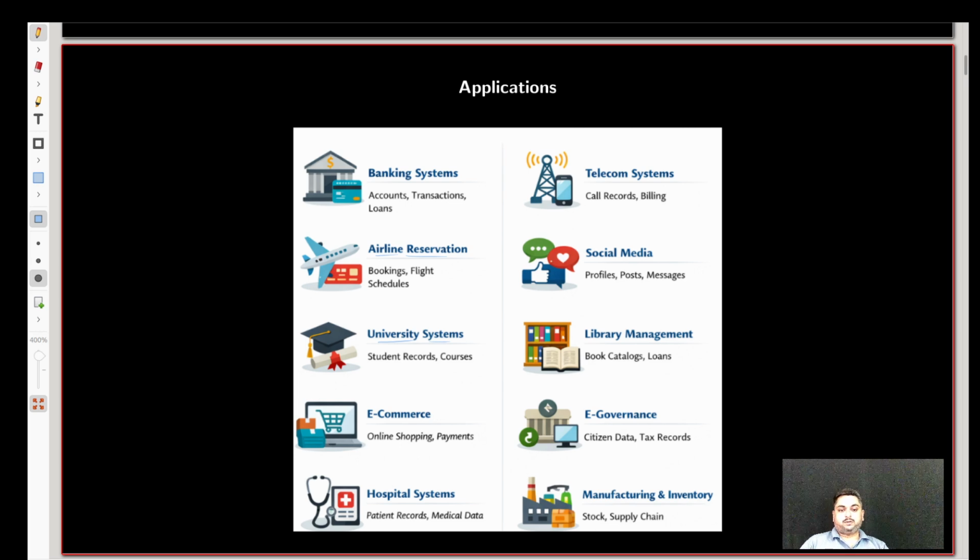Then it comes to e-commerce. So, every day you use e-commerce applications. On the backend, all the data is stored in a particular structured manner. All the interrelated data are stored in a structured manner. And then hospital systems, telecom systems, social media applications you use, library management systems, e-governance, manufacturing industry. See, these are the generic areas where the DBMS is used. In most of the applications, a database is used.